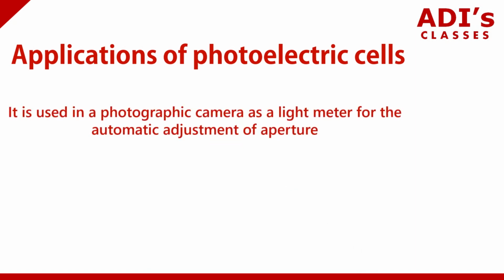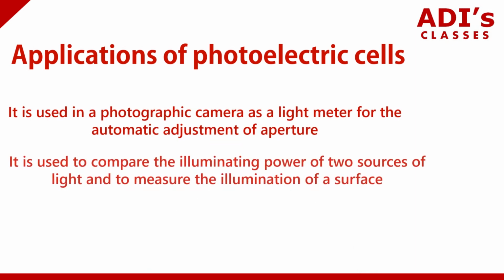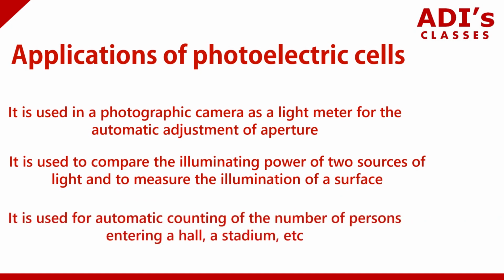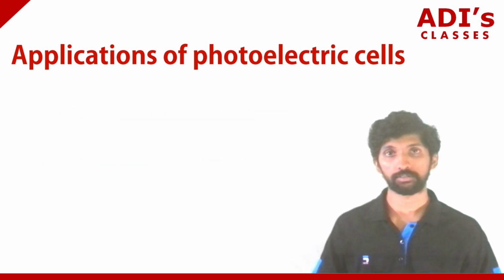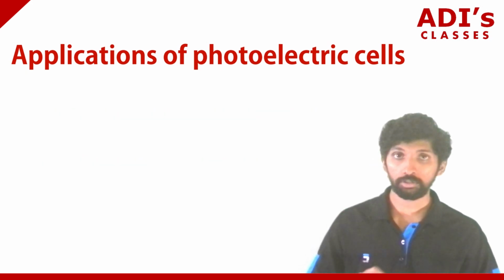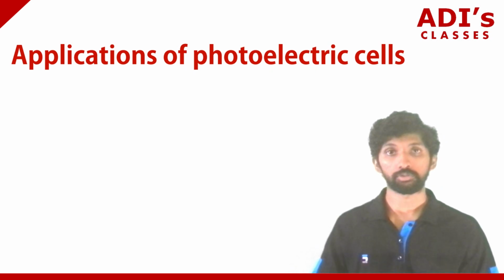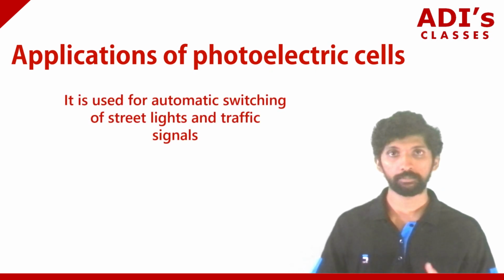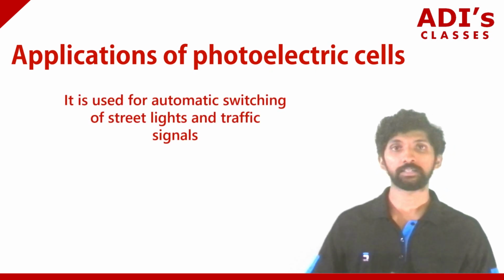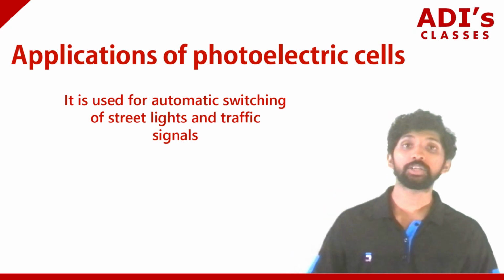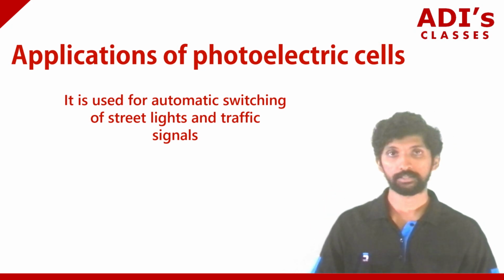The second one, it is used to compare the illuminating powers of two sources of light. Next one, it is used for automated counting of the number of persons entering and exiting the hall. This is also used in banks where they count the notes, automated counting machines. Next one, it is used for automatic switching off of street lights and traffic signals, like what we discussed.